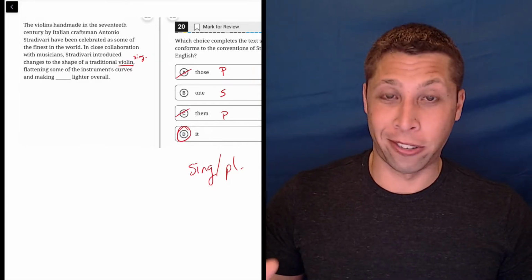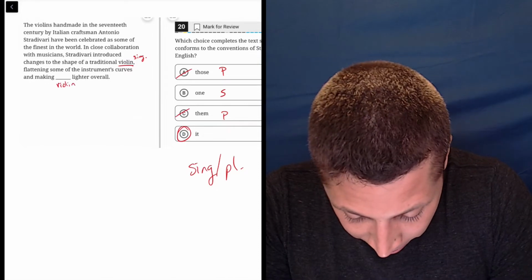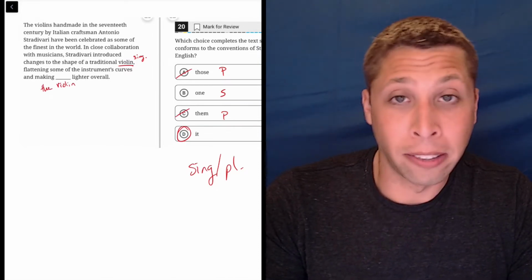And that's the real answer. Okay, that's the real answer. It is the violin. So there you go. That's what they want, the violin. Okay, now I'm going to rant a little bit about the question.